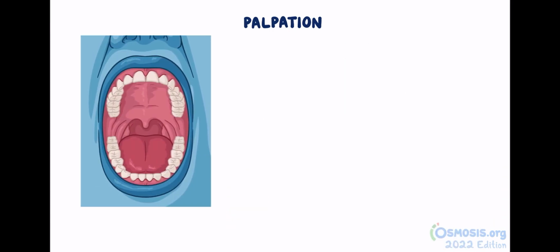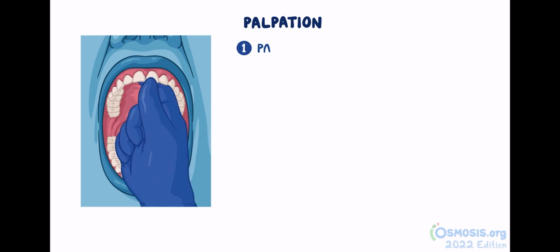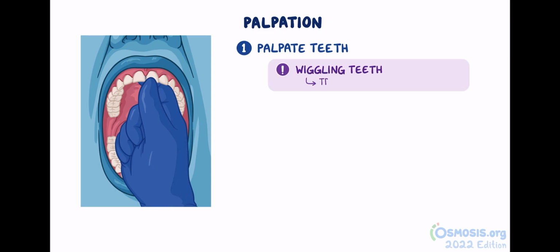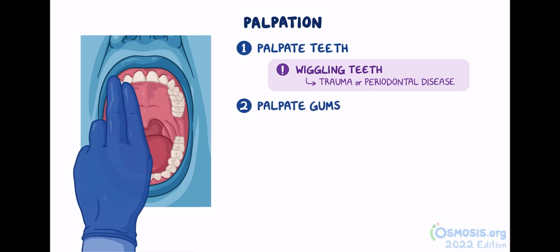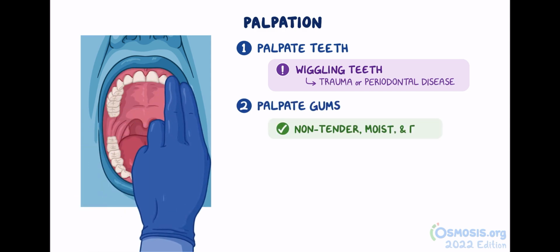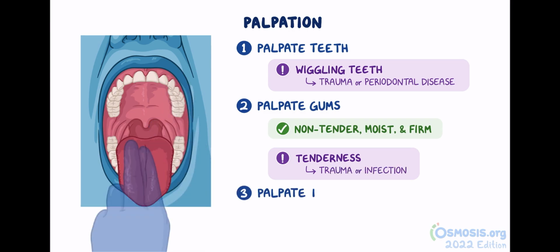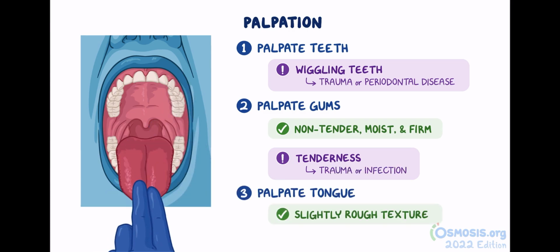Moving on to palpation of the teeth, inner lips, and gums. Using your gloved hand, palpate the teeth to assess for smoothness and firm attachment to the gums. Wiggling teeth can occur due to trauma or periodontal disease. Next, palpate the gums, which should be non-tender, moist, and firm. Gum tenderness is associated with trauma or infection. Lastly, palpate the tongue, where a slight rough texture on the dorsum of the tongue is expected.